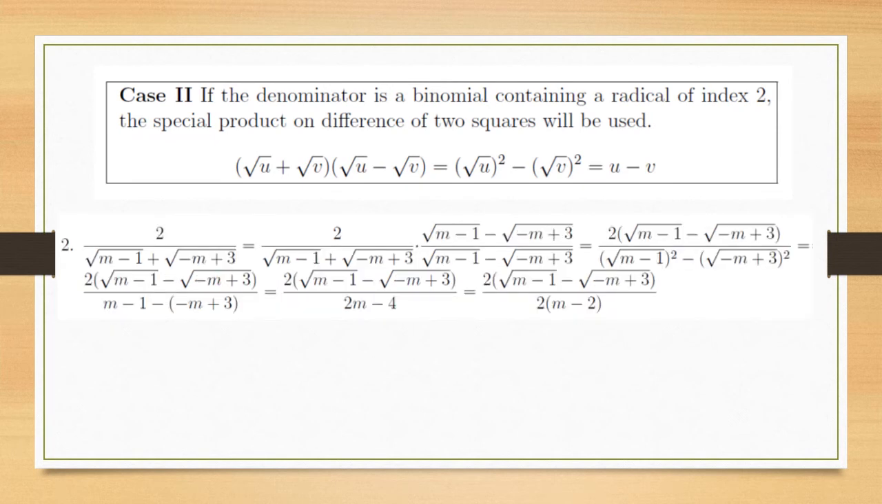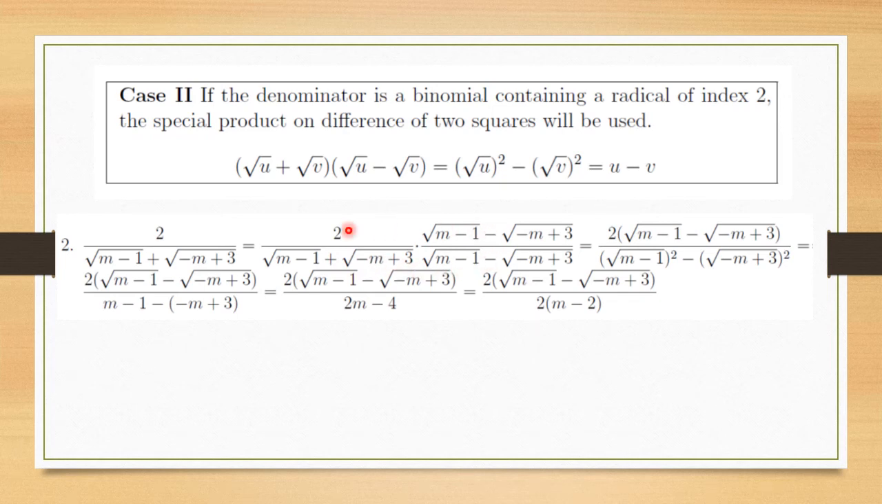Next example is this. You have a 2 over the square root of m minus 1 plus the square root of negative m plus 3. So simply just consider the conjugate of this, the binomial with the minus, and multiply it there. So multiply this with the minus here. So this one will be a u squared minus v squared. So as you can see, square root of m minus 1 squared, and this one will be the square root of this squared minus, okay, upon multiplying this 2.